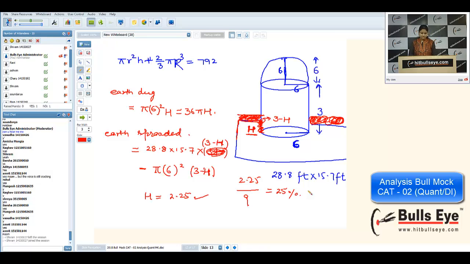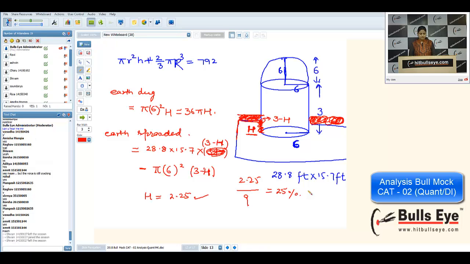Or if you can go by approximation, of course you are digging out the earth and you are spreading it. Of course the height of the earth dug should be less than 3 because you are spreading the earth. That's why height should be less than 3. If I take height as 3, answer should be 33.33%. If I am getting less than 3, answer should be less than 33.33% and close to that. It will be 25%. This guesswork was okay.